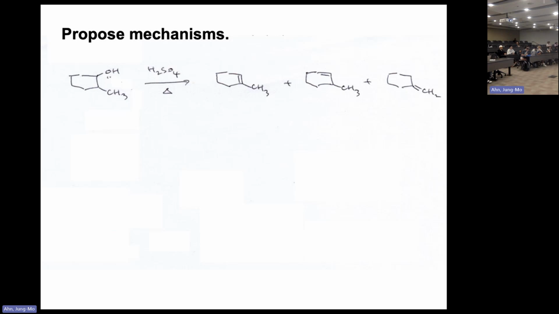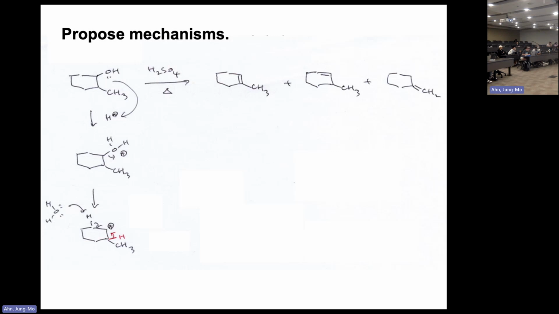This is showing that if you treat that alcohol with a strong acid, we can expect double bonds forming in multiple different positions. How does that go? The hydroxyl group is going to be protonated with a strong acid, right? Then you have water sitting in the molecule as a leaving group. When the water goes out, you get the carbocation on the secondary position.